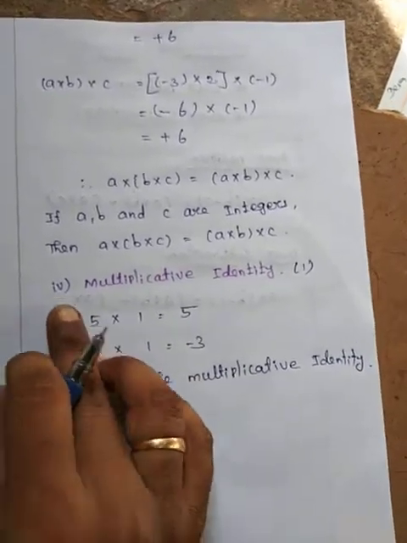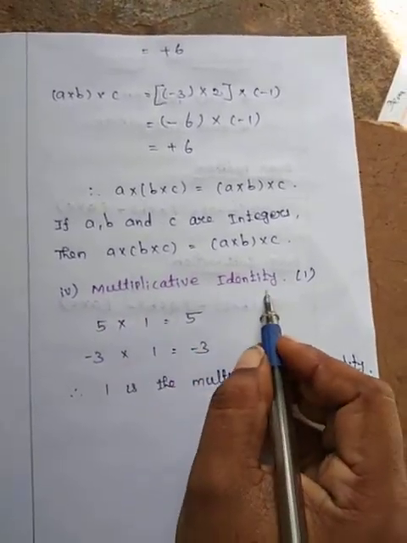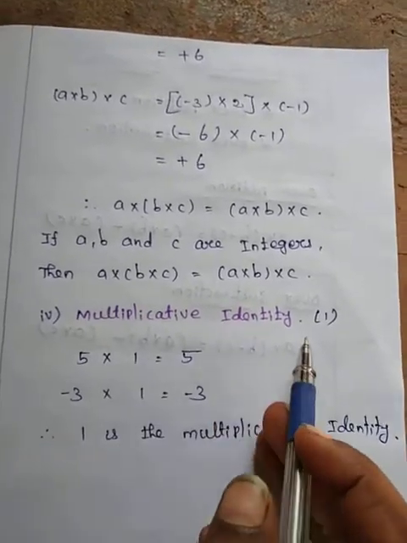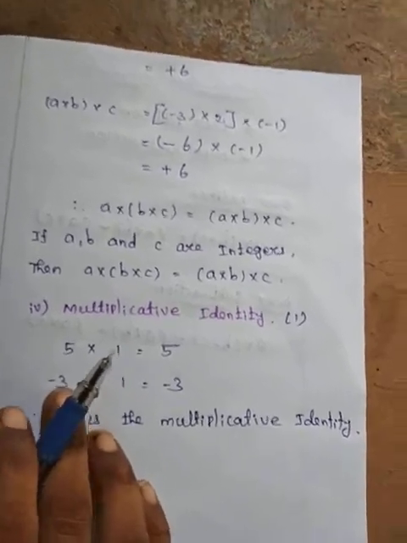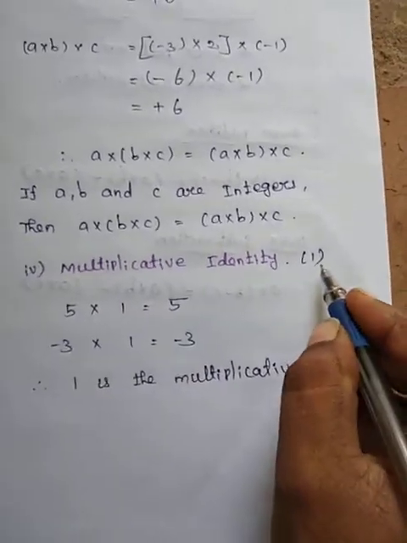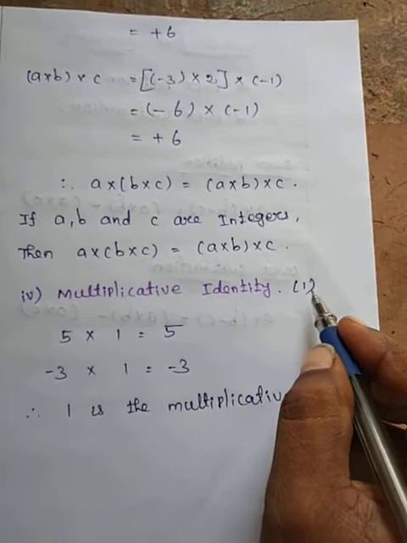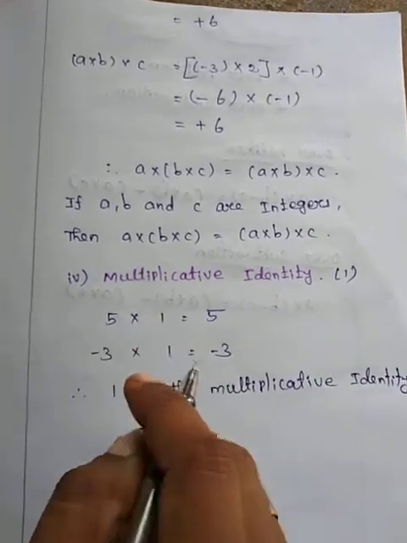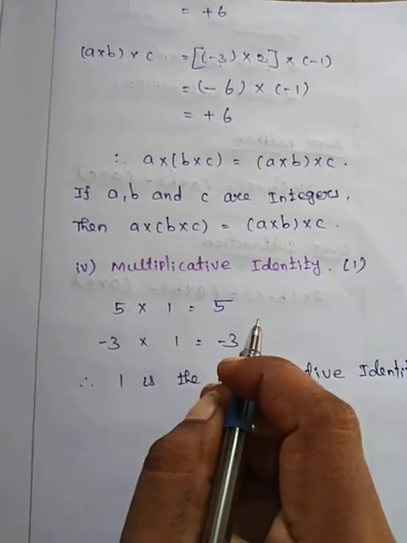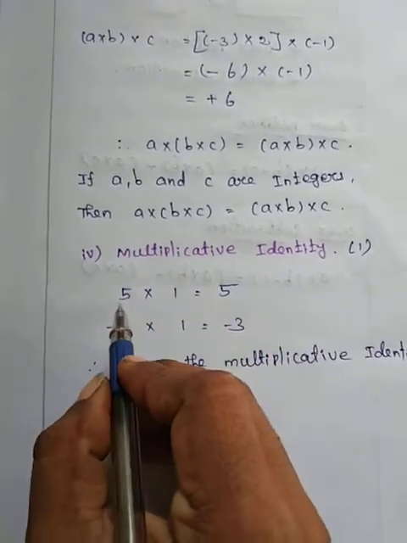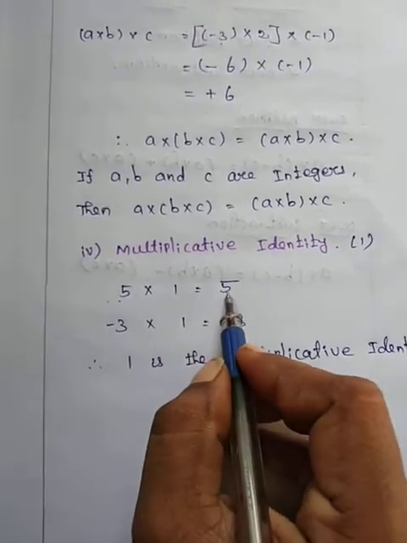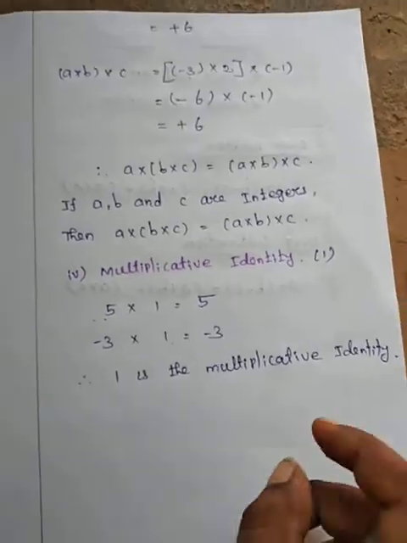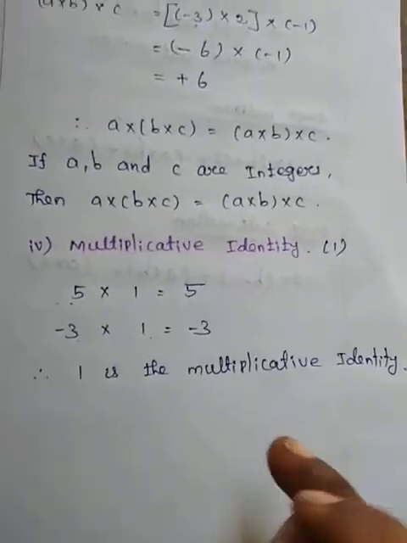Next one, fourth property is multiplicative identity. Here the multiplicative identity is 1. I think you all know that if you multiply any number by 1, the value is the same number. Okay, 5 into 1, 5 ones are 5. Minus 3 into 1, that is also minus 3. So 1 is the multiplicative identity. Do you understand this?